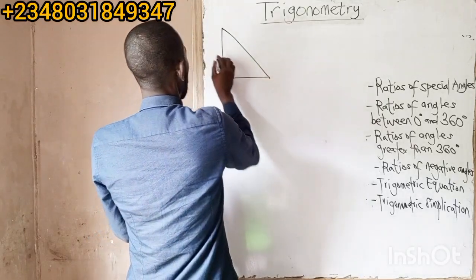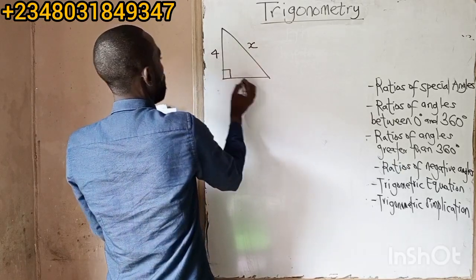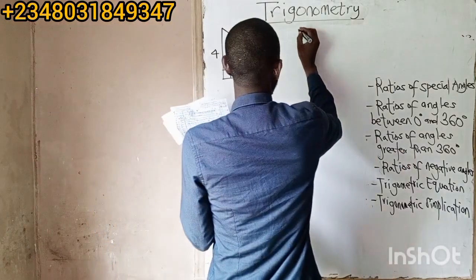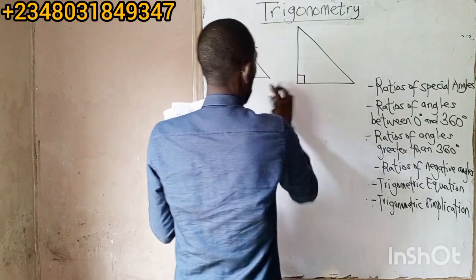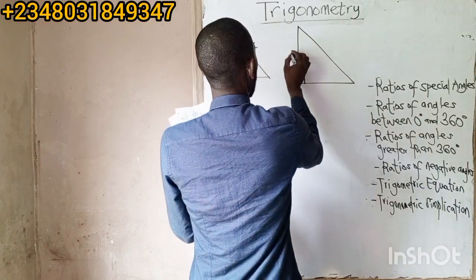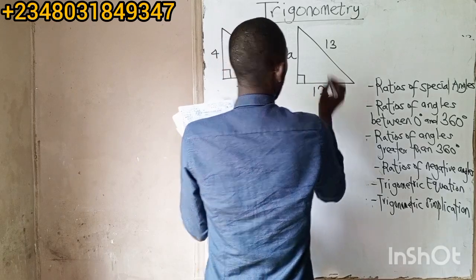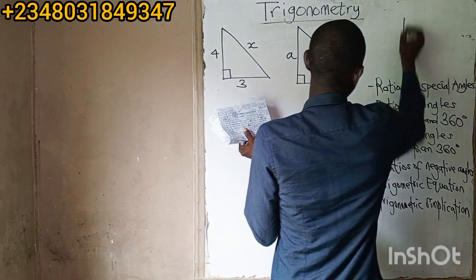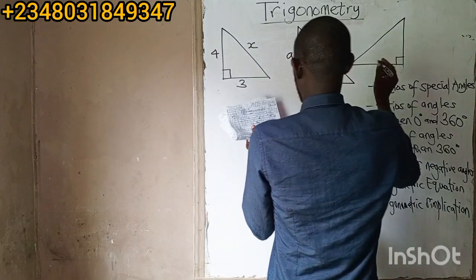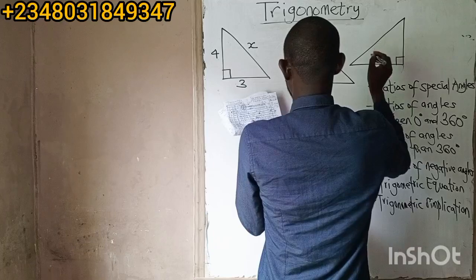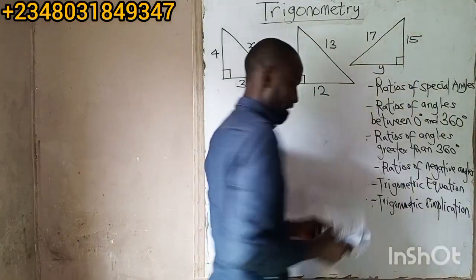Here we are given x, we are given 4, we are given what? 3. The second one, we have this. We are given a here, we are given 13 here, we are given what here? We are given 12. And the third one, we have this. We are given y here, we are given 17 here, we are given what now? 15 here.